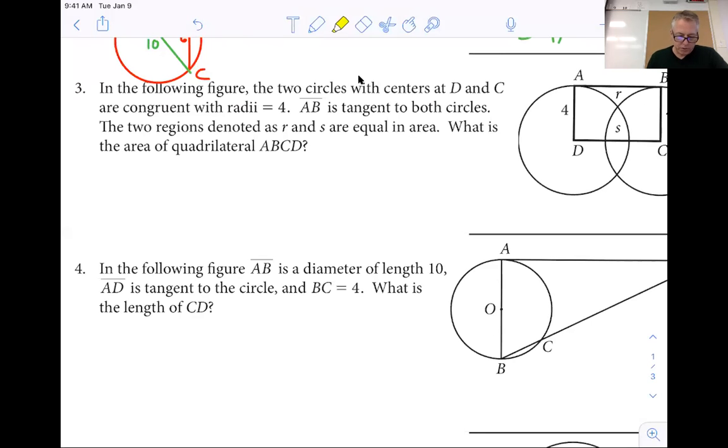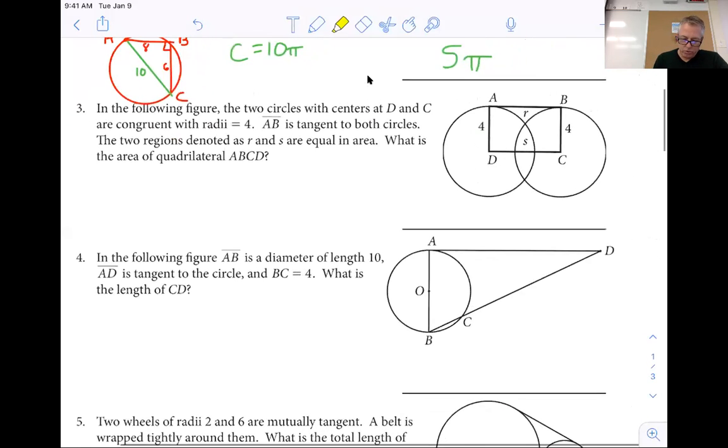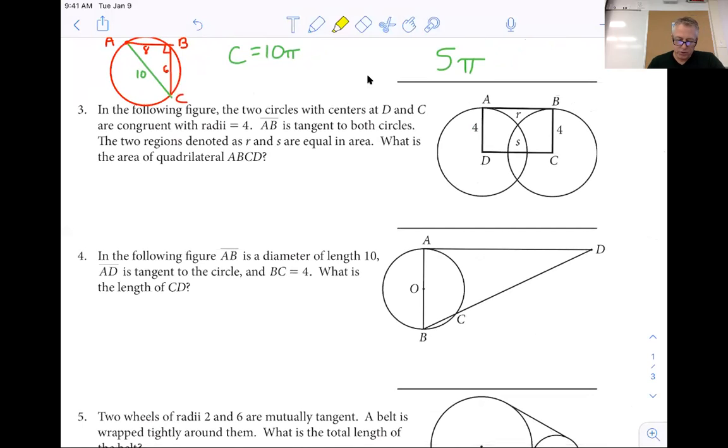Let's take a look at this next one here. In the following figure, the two circles with centers C and D are congruent with radius 4. Oh, it's already drawn on there. AB is tangent to both circles.